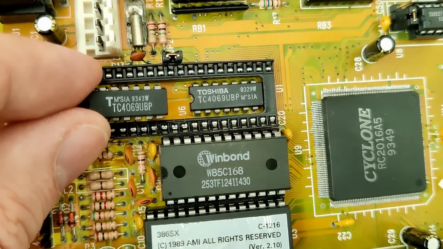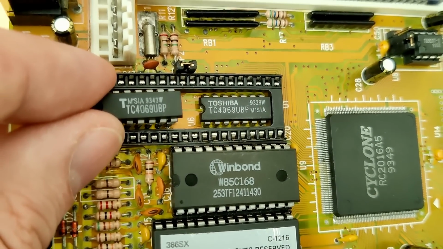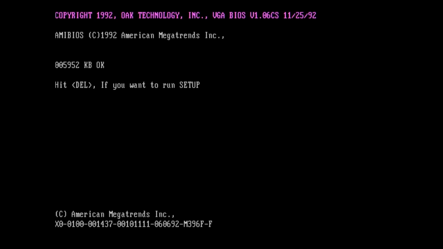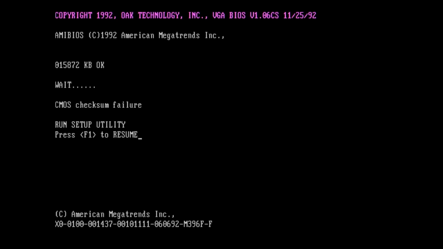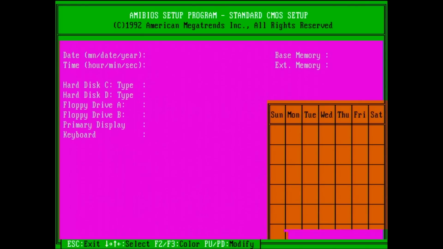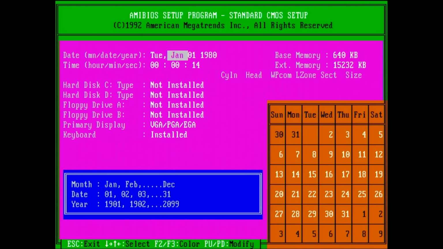Okay, the new chip is on the board. Let's see what happens. Okay, we are getting a POST, and yes, checksum failure because I disconnected everything while soldering this chip. Let's see what we get when we look at the time. Okay. That looks promising.